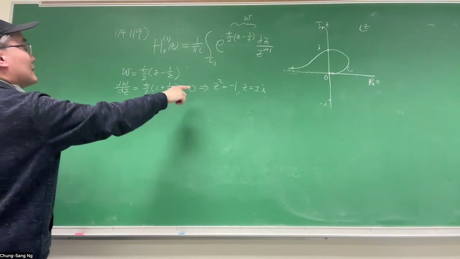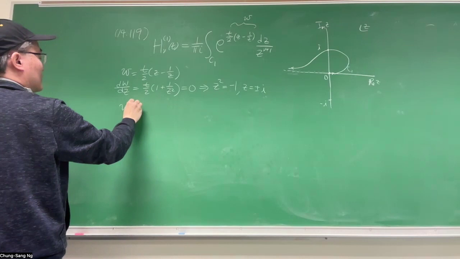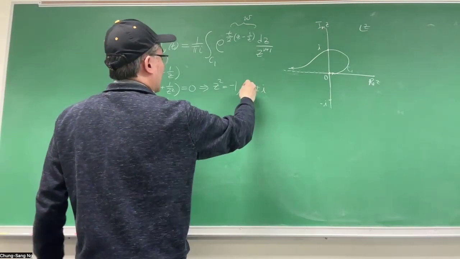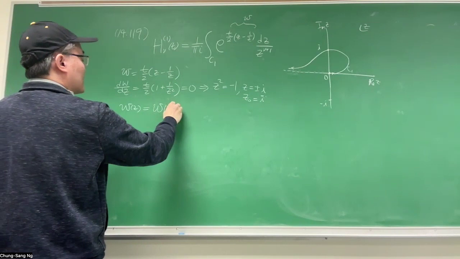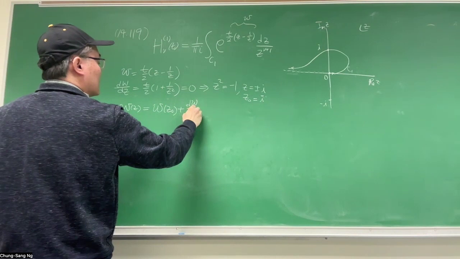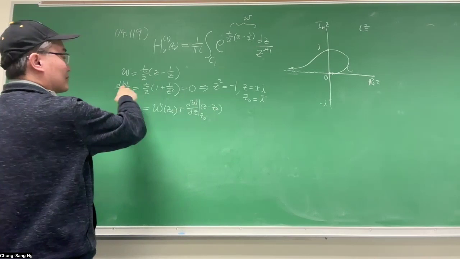And the idea is to do an expansion of W about the saddle point, so W, which is a function of z. So the saddle point is, what we call z sub 0, let's just call it z sub 0. So z sub 0 is i. Okay. And we evaluate W at z sub 0, plus dW/dz, the value at z equals z sub 0, times z minus z sub 0. And obviously, when you choose z sub 0, we set it to 0.